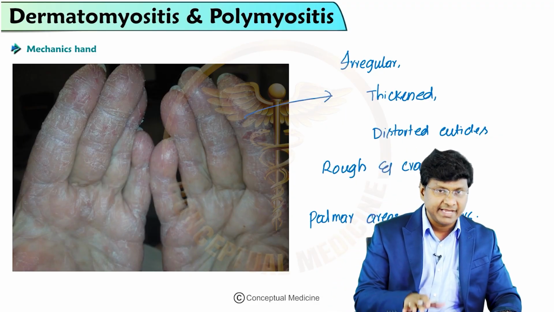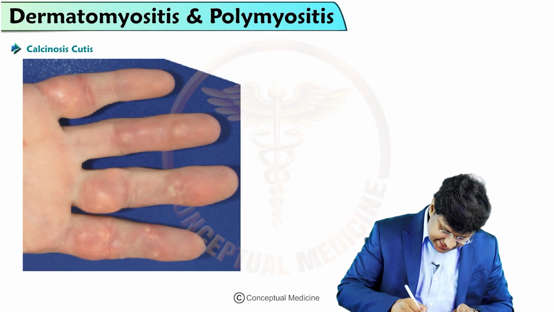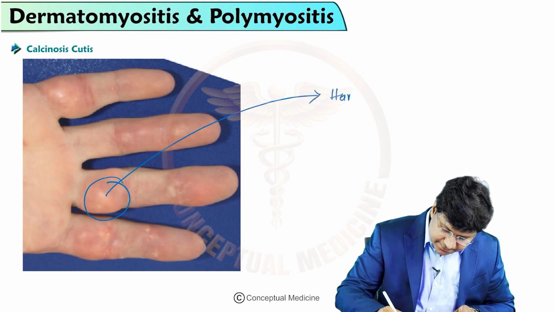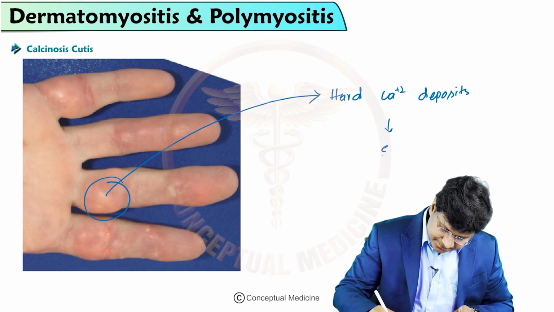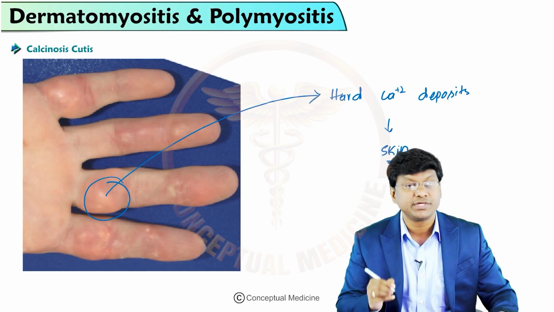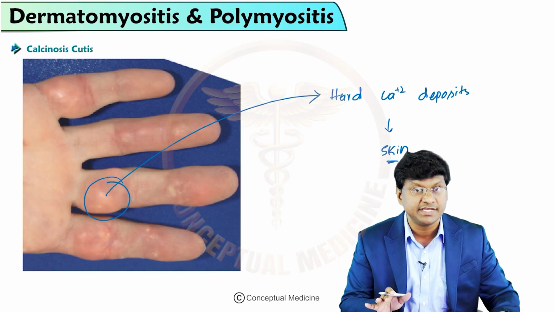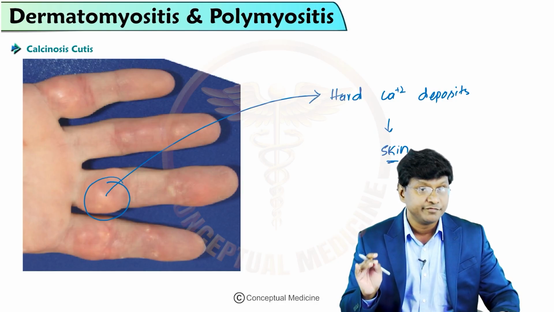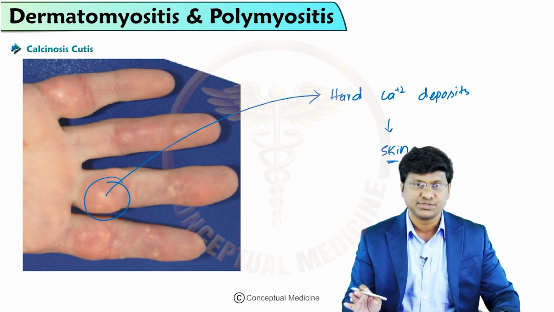Next to this mechanic's hand, the another important dermatological manifestation is calcinosis cutis. Calcinosis cutis, it is the presence of the hard calcium deposits in the skin, right? That is what is your calcinosis cutis, right? So these are all the dermatological manifestations that you will see in patients with the dermatomyositis. So heliotrope rash, Gottron's papule, V sign, shawl sign, periungual telangiectasia, mechanic's hand, and then calcinosis cutis.